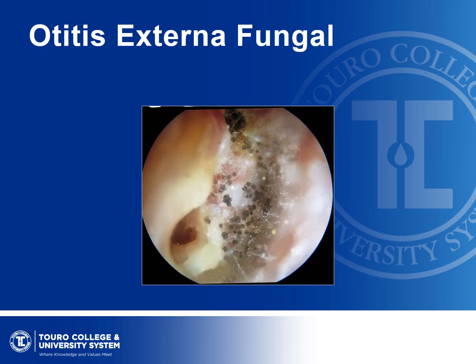This is an example of otitis externa that is a fungus. The exudate is often white and has little black dots on it. That's pretty characteristic.